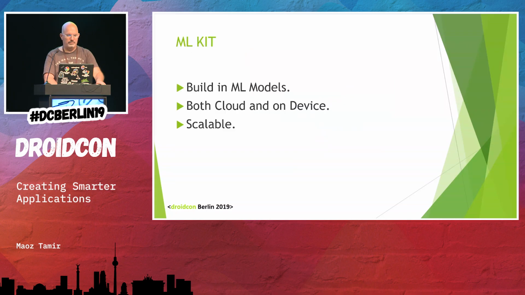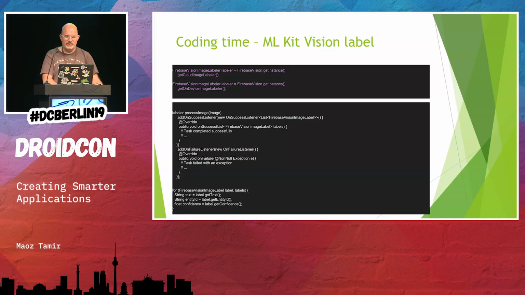Okay, so the actual benefits that we already discussed: it's built with ML Kit, which has built-in ML models. It works on cloud and device, and of course it's Google-based, so it's very scalable. And this is very important when a lot of people are using your application. Okay, so let's go to the code and show you how easy it is to connect it.